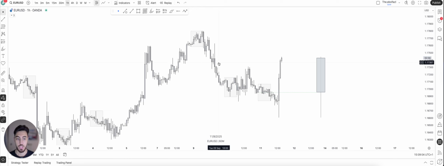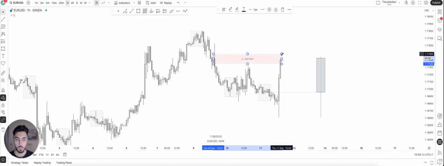Okay, take a look. This is an order block, right? The last bullish candle before the bearish move. You can take the whole area, or you can take the body here.